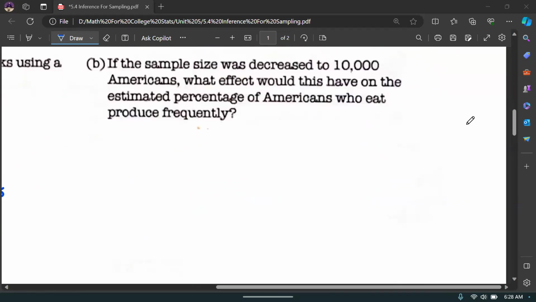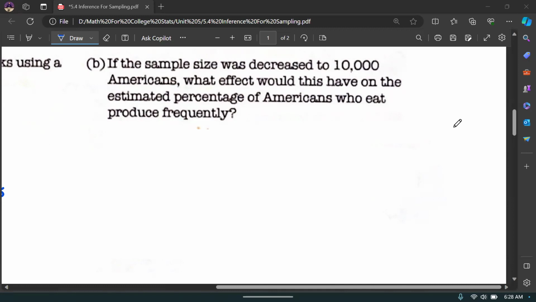If the sample size was decreased to 10,000 Americans, what effect would this have on the estimated percentage of Americans who eat produce frequently? So this will probably increase the variability. You're more likely to be a little further off from the actual value, right? Again, the big thing here is that if you increase the sample size, you will decrease your variability. So the opposite is true as well. If you decrease the sample size, then you increase your variability.